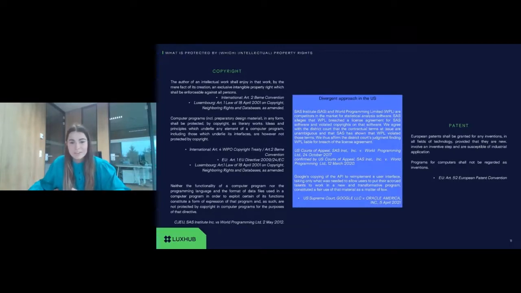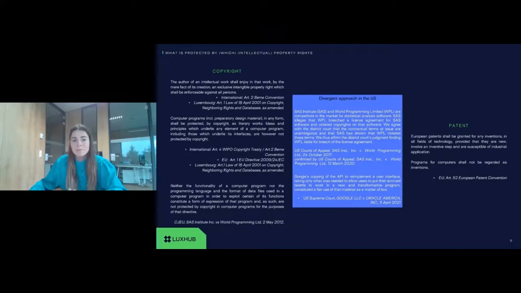In essence, copyright is an intellectual property right that is automatically granted for works that are made by an author, so for expressions, for intellectual works made by authors. Computer programs, including the preparatory design material in any form, are protected by copyright as literary works. Ideas and principles which underlie any element of a computer program, including those which underlie its interfaces, are, however, not protected by copyright. So, in essence, it's not very clear under the law whether APIs are protected or not.